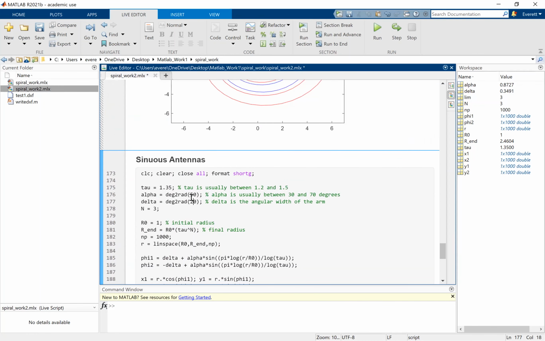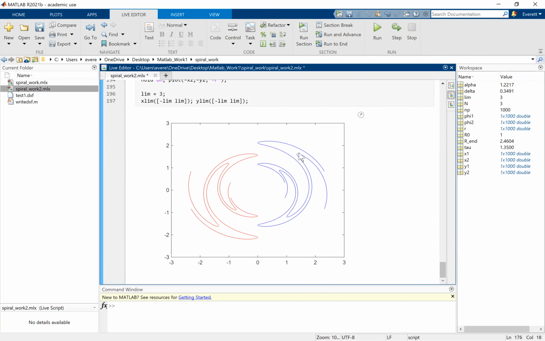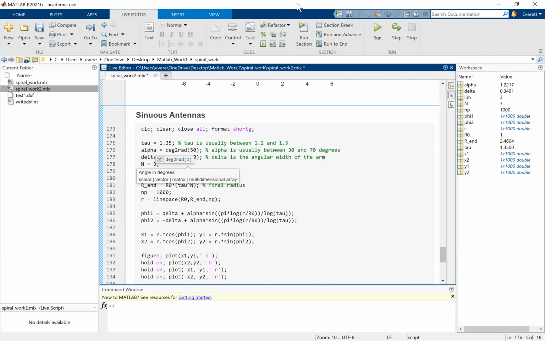And then if we change alpha, so alpha is at 50 right now, let's change it to 70 and see what happens. We can see the arms extend more, they become more circular in shape, like they're following the circle. And so that's what alpha does, it alters how far these arms extend in the circular shape, if that makes sense. Let's change that back to 50 here.